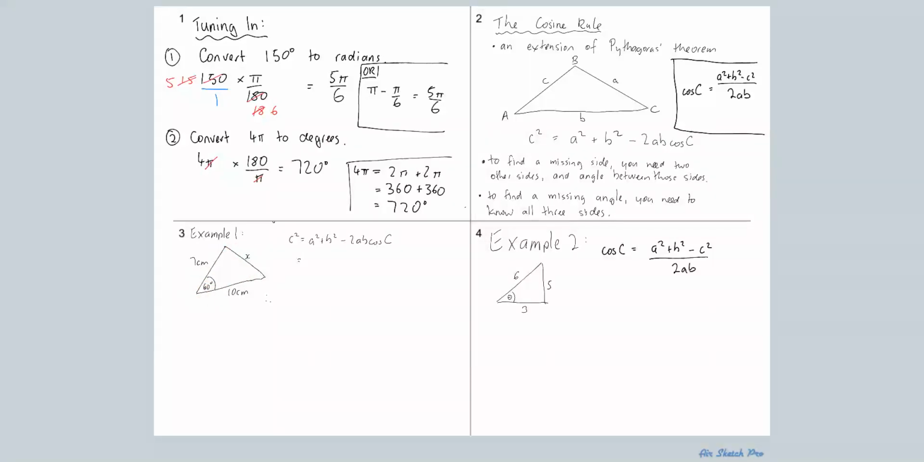So there might be some prep work you have to do to get that information, but more or less you'll need to get to the point where you've got 2 sides, an angle in between, and then you'll be able to work out the unknown side. Okay, I'll go through that in a second so that it makes sense. Example 2, to find a missing angle, you need to know all 3 sides. That's all you need. So if I've got all 3 sides here, I can work out what theta is.